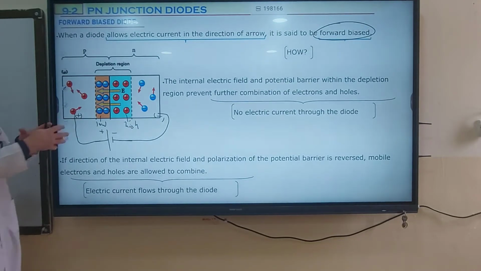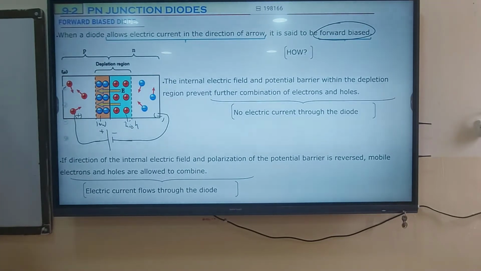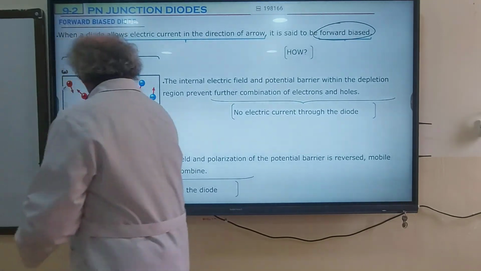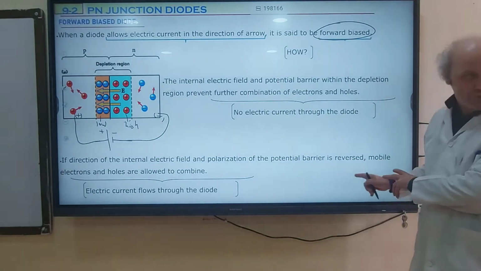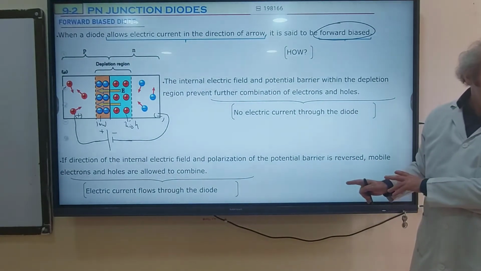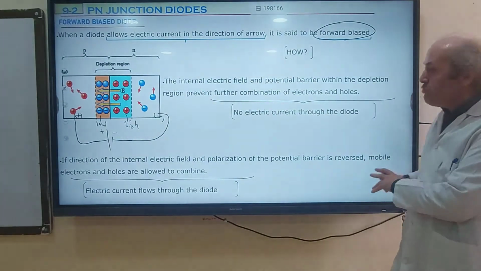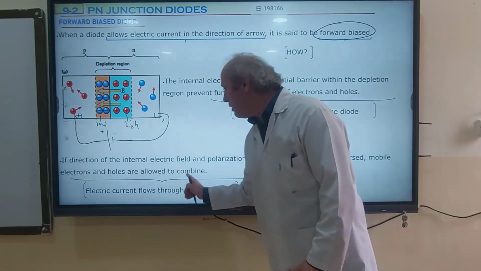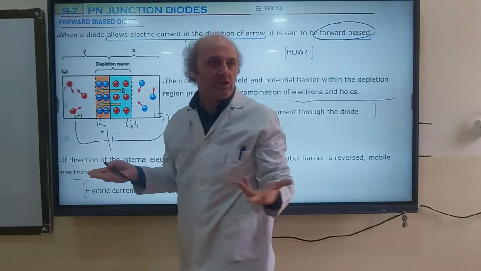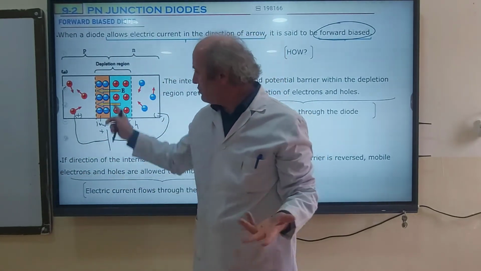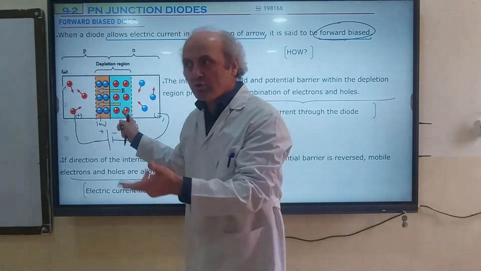So by doing that, I again provided electric current. So if the direction of the internal electric field and polarization of the potential barrier is reversed, how can we do that? By using a battery. Mobile electrons and holes are allowed to combine. When they start to combine, of course, electric current will start flowing through the junction. So this is called forward bias.